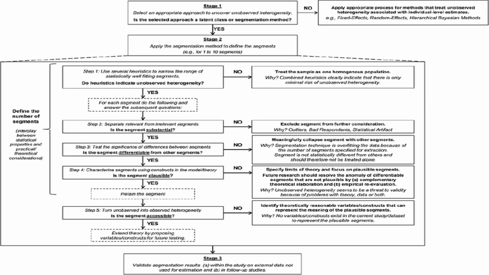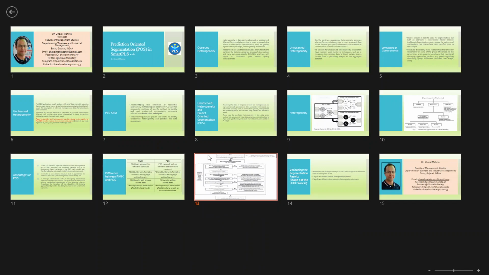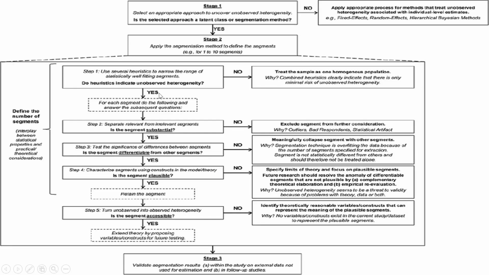The PLS-POS method requires other model specific heuristics to compare the results across the different number of groups, for example, in terms of average variance explained or increase in predictive relevance Q square. So the POS method requires other model specific heuristics. Here, we are just focusing on the researcher having to take a call on his own. Now, once the researcher has identified, according to heuristics, that the segmentation will be done for 2 or 3, then comes the next step.